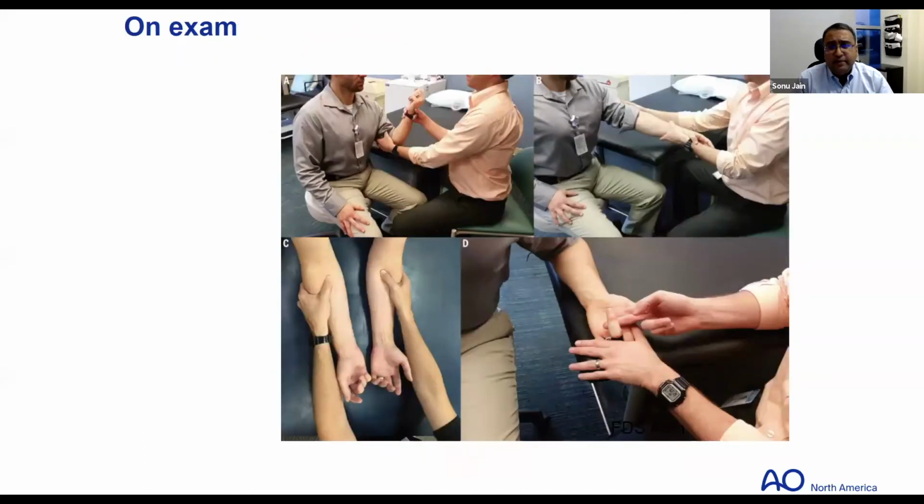So on exam, you can get a positive Tinel sign right here at the proximal forearm, and you can get pain with resisted elbow flexion with forearm supination. And then you can also get it with resisted contraction of your FDS muscle right here as well. And if you also flex the elbow and try to supinate that as well.